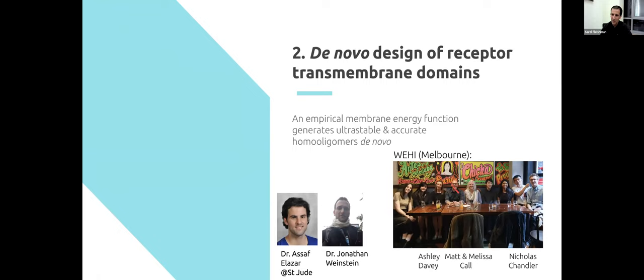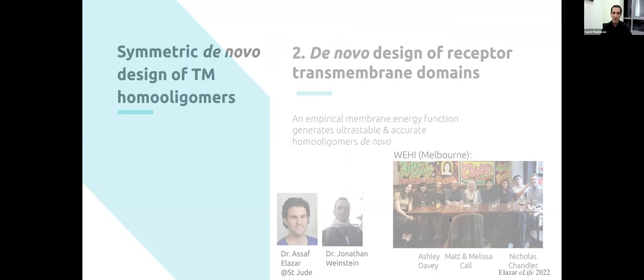This is Matt and Melissa Call, who are excellent crystallographers and immunologists. And all the data I'll show in crystallography or mouse work was done in their lab. And I'll point out also Ashley Davey and Nick Chandler, who did this excellent work. So we start by, again, generating new de novo transmembrane domains.